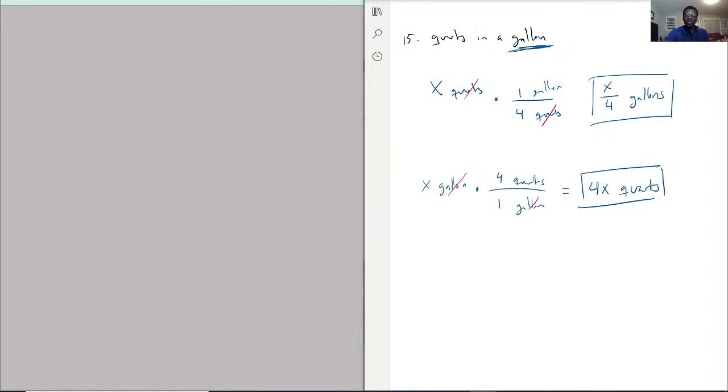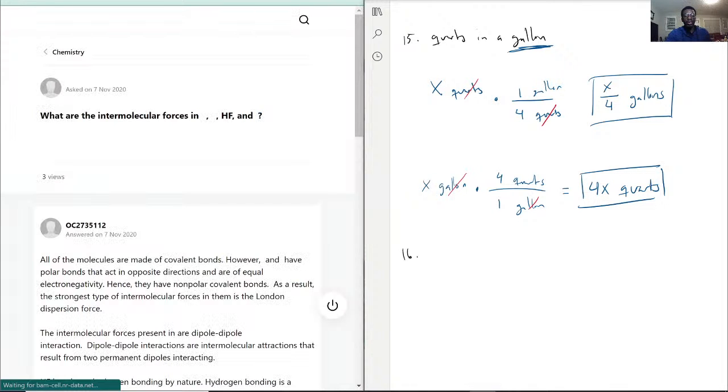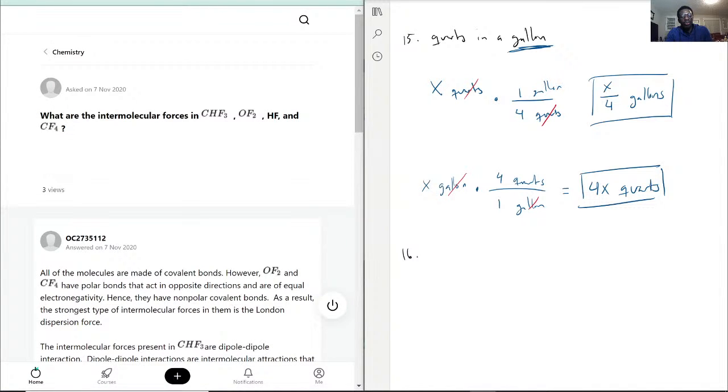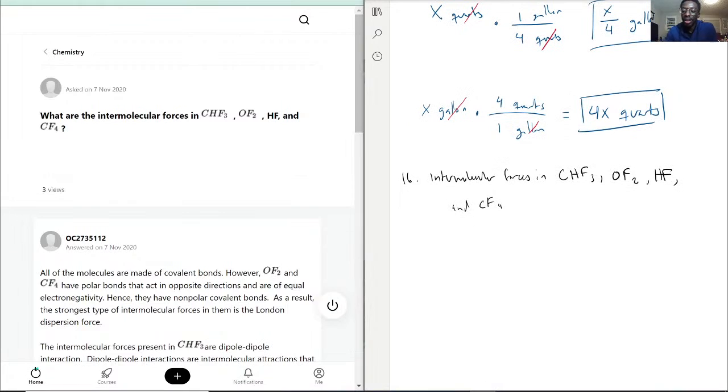So now let's move on to question 16. What are the intermolecular forces in CHF3, OF2, HF, and CF4? So let's actually just write them down in more of a linear pattern.